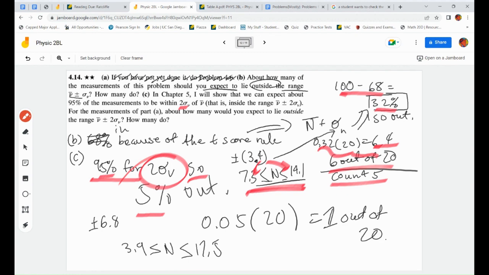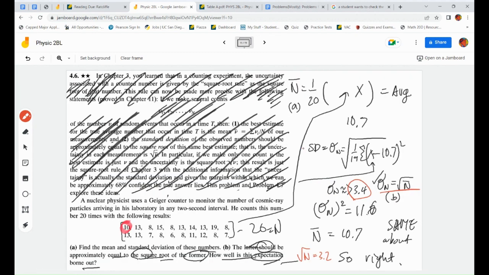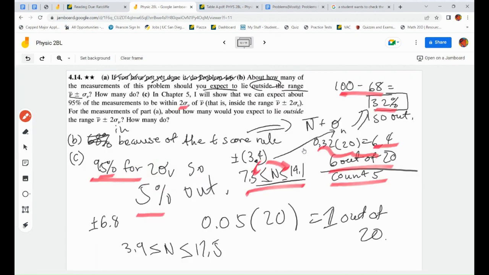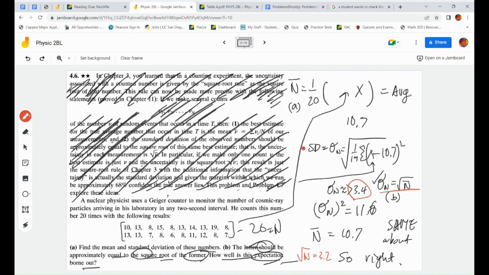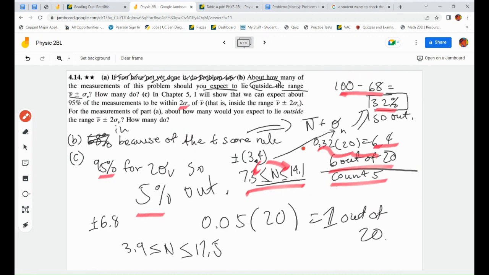But I mean outside of that range. So I was right the first time actually. What am I doing? So out of the range. So 7 would work. 6 would work because it's outside of that range over here of n. And then over here, 95 for 20.